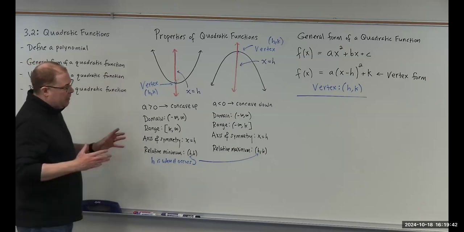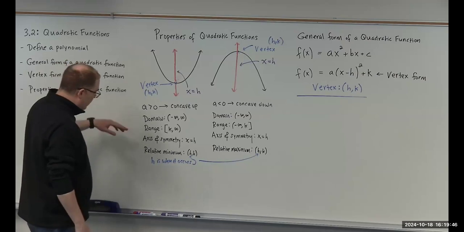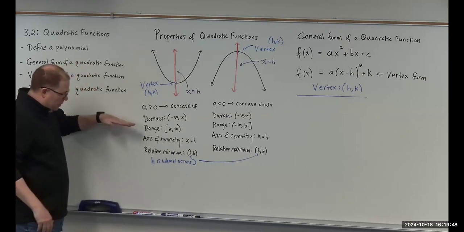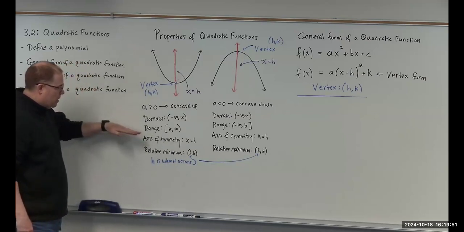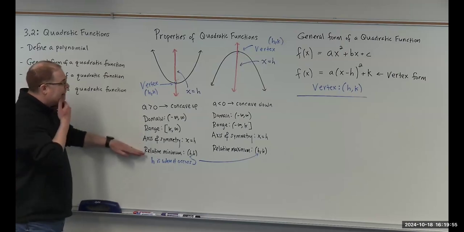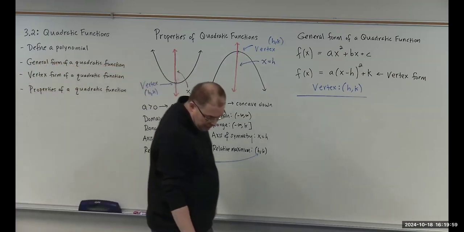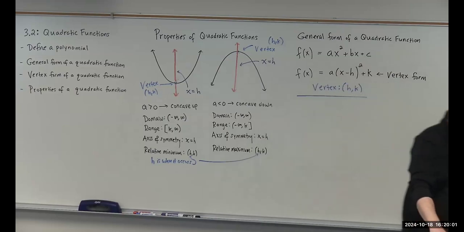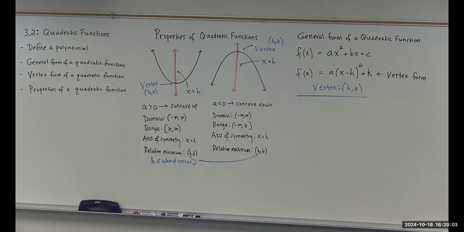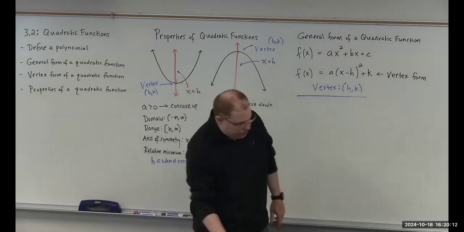So just by recognizing what the vertex is, we get a lot of information. We know the axis of symmetry, we know the range, and we know the relative minimum. All right, so let's go through some specific examples here.